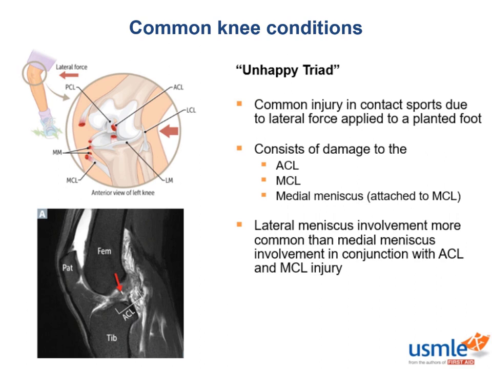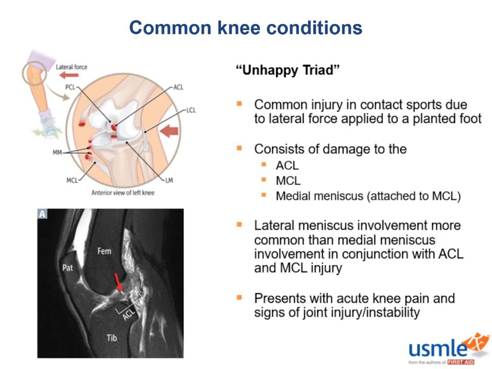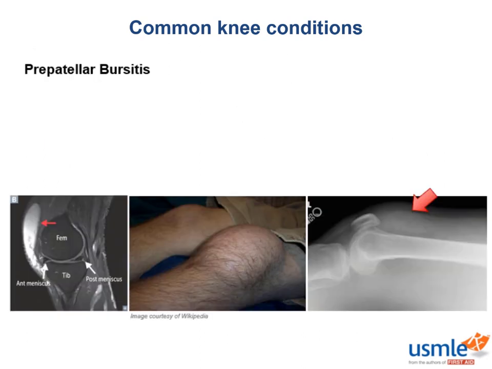Now, the patient will present with acute knee pain and signs of joint injury or instability. However, if a question is specific enough and asks you to provide an associated injury for an isolated ACL tear, meaning the MCL, PCL, and other major ligaments of the knee are still intact, then the answer is the lateral meniscus. A lateral knee injury in a contact sport is probably the most common way this is presented in question stems. Now, next up, we have prepatellar bursitis.